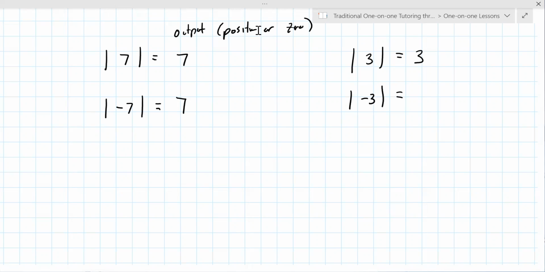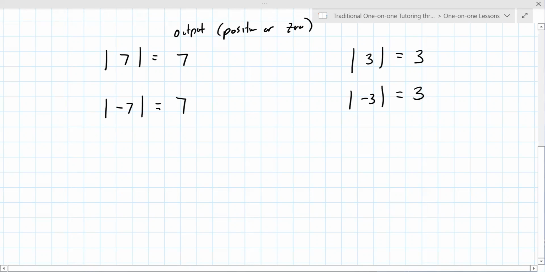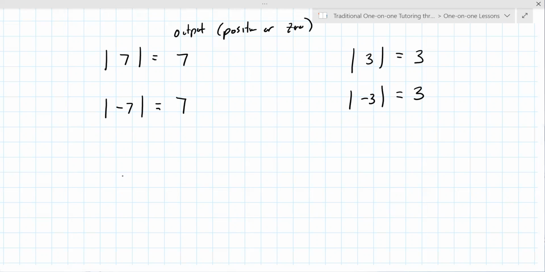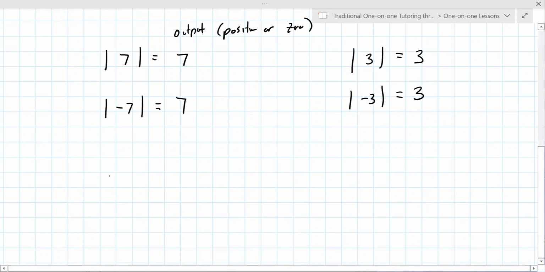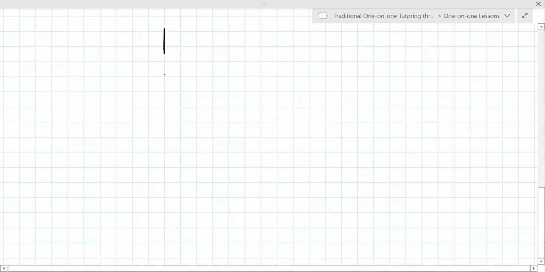Okay, got it. So the absolute value of -3 is 3. The output is always positive. So let's say I wanted the absolute value of -5. What would you say? It's +5. How about the absolute value of 6? Just 6. Good.